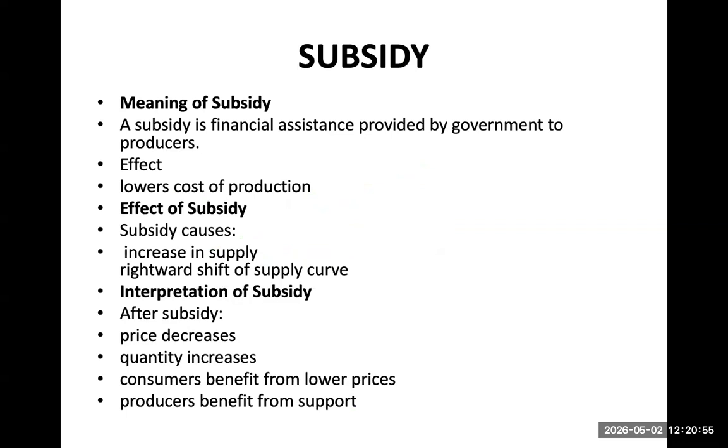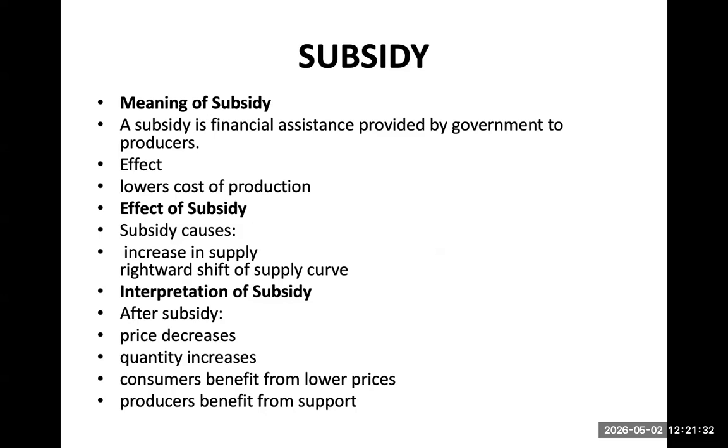Another intervention can be subsidy. The government can also subsidize an item in the production process. For instance, the government has subsidized fertilizer, the price of fertilizer. It has reduced the prices for the farmers. So in effect, whenever the government subsidizes any item on a product, it lowers the cost of production.